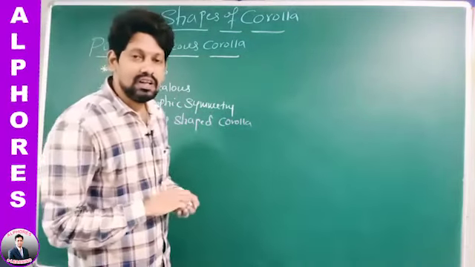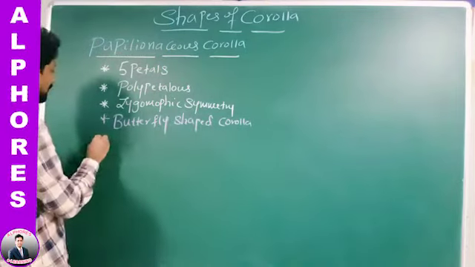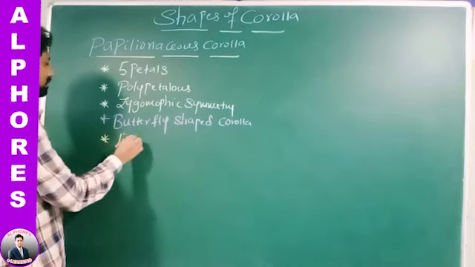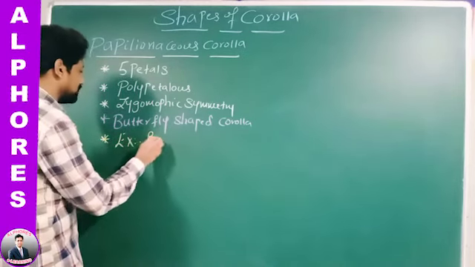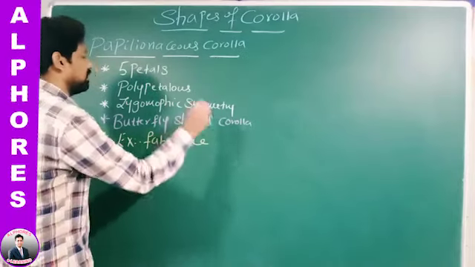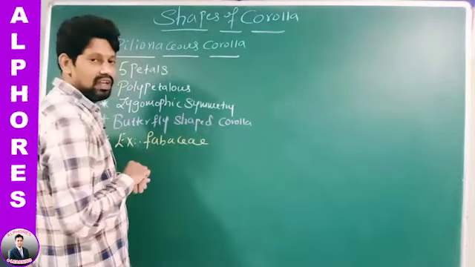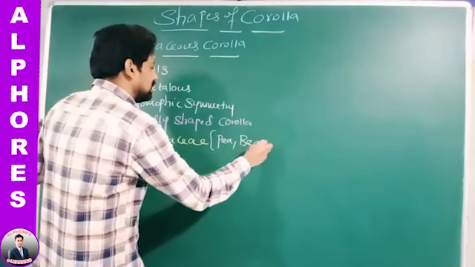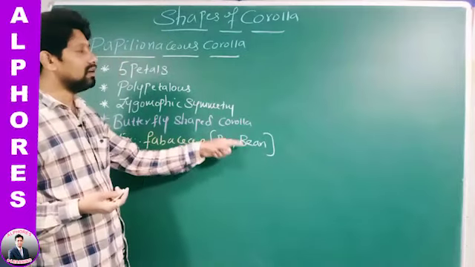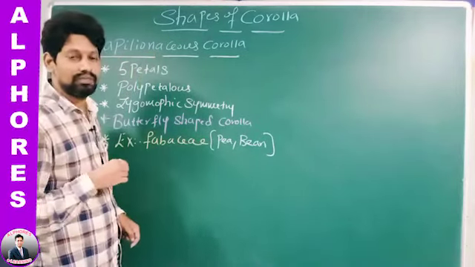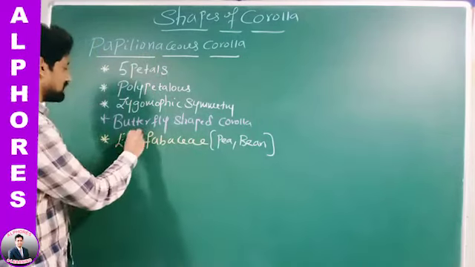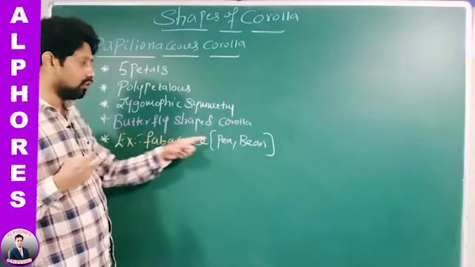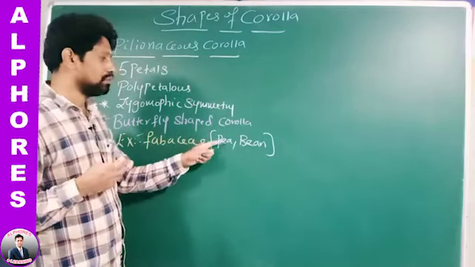This papilionaceous corolla is shown by which family, sir? It is present in the Fabaceae family. I am writing 2 examples for this family: pea and bean. Does it mean that only in pea and bean papilionaceous corolla is present? No. It is present in the Fabaceae family, so you can take any example from it.